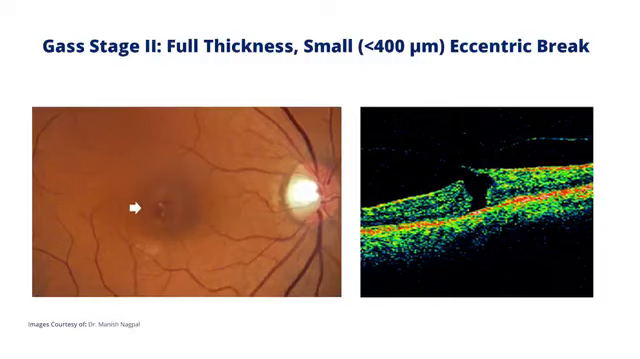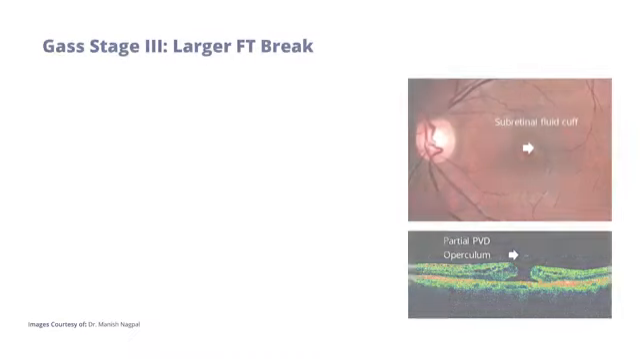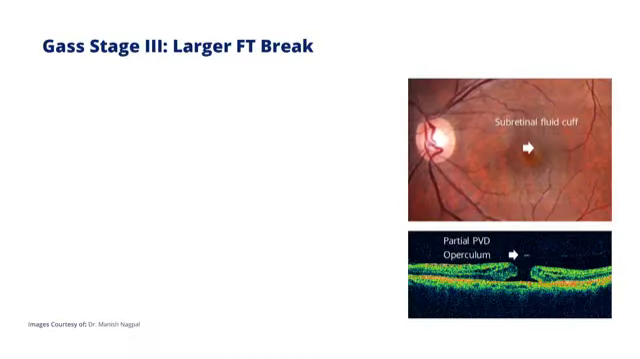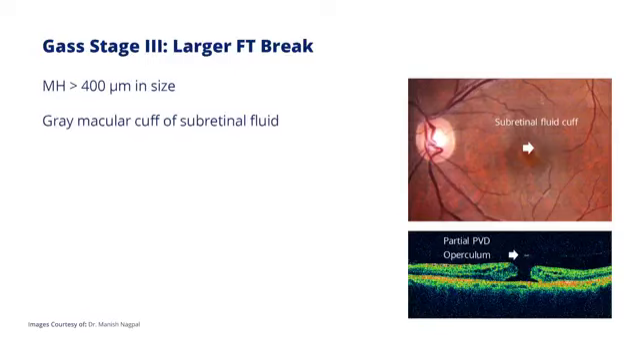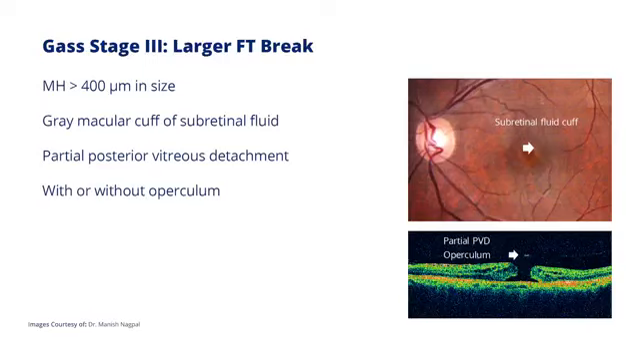Once an eye enters stage 2, the macular hole almost always progresses to stage 3. And in stage 3, the fundus may develop a macular gray cuff of submacular fluid. Stage 3 holes are often associated with partial posterior vitreous detachment with or without an operculum. And at this point, patients often are symptomatic.